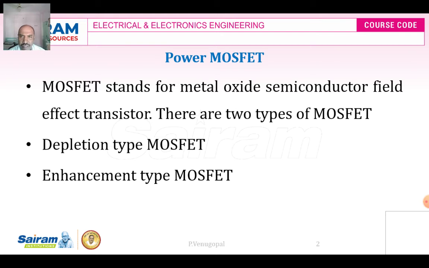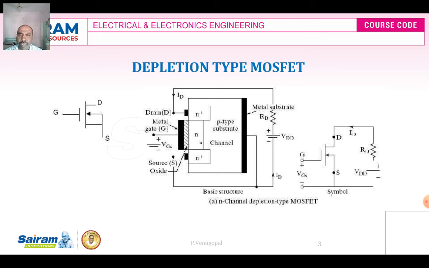The depletion type MOSFET is further classified into N-type depletion and P-type depletion. Similarly, enhancement type is divided into two more types, called N-type and P-type enhancement MOSFETs. So in that, we'll see the first one, the depletion type MOSFET.